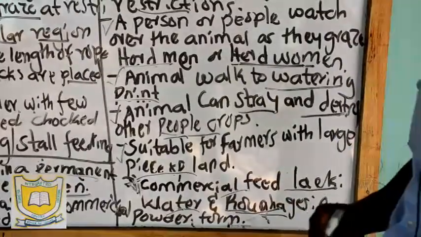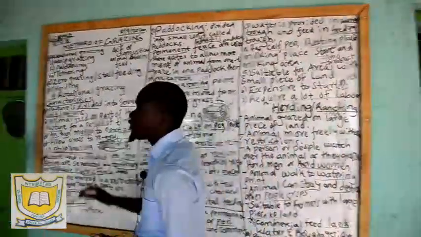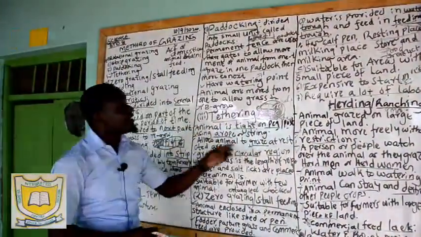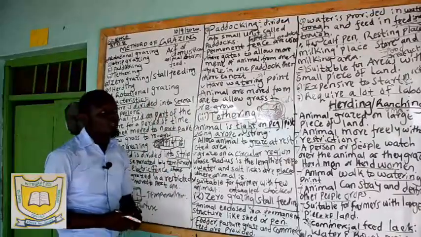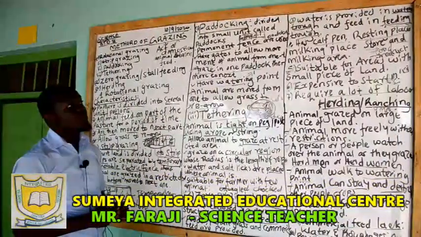Now, generally today, you have to understand the methods of grazing. You have to understand the types of rotational grazing. You have to understand the characteristics of every type of grazing. If you understand that, it will not be difficult for you when it comes to handling your exams.